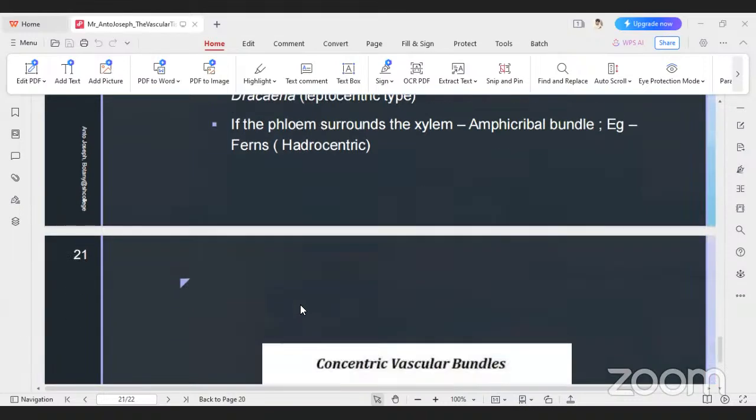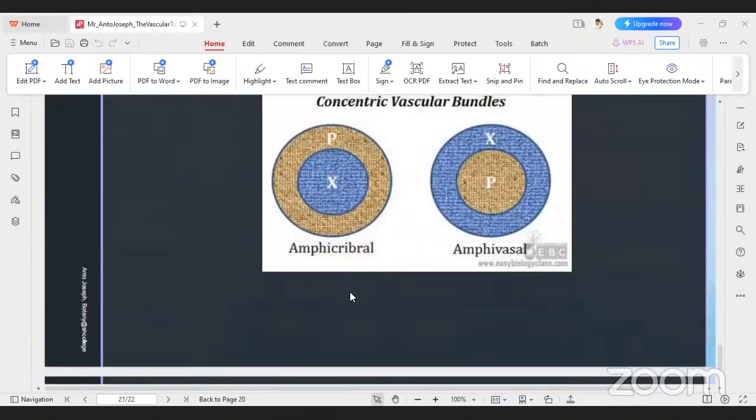Let's see the concentric: amphicribal and amphivasal. What is the difference between amphicribal and amphivasal? Can you tell? What do you observe in this diagram, both xylem and phloem? Difference is there, sir. In amphicribal, phloem is outside and xylem is inside. That's it.